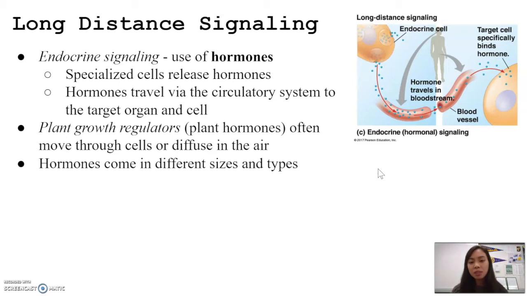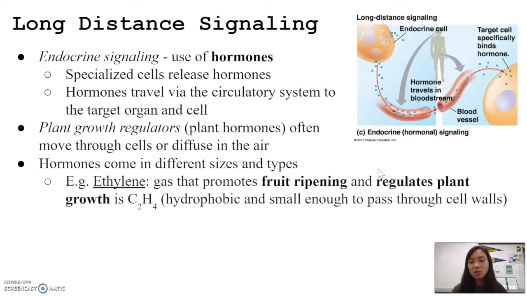So hormones can come in different sizes and types, and we'll use one plant hormone and one animal hormone to demonstrate this. In plants, there's ethylene. If you've ever had a bunch of bananas and they ripen really quickly when they're together, it's because of ethylene. Ethylene is a gas that promotes fruit ripening and regulates plant growth. If you look at the molecular formula of ethylene, it is very small, right? It is only C2H4, so it's 6 atoms. It's a hydrophobic molecule. It's small enough to pass through cell walls, pass through cell membranes. And so that's the structure of ethylene.